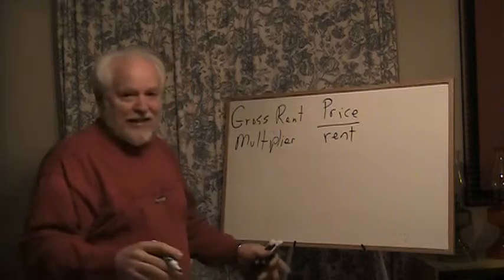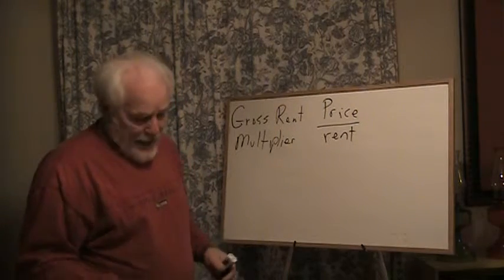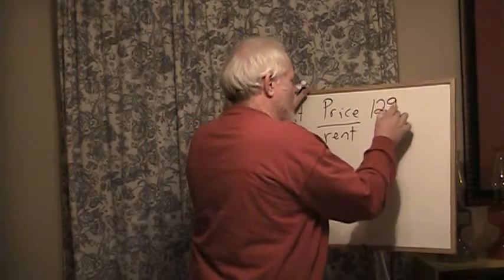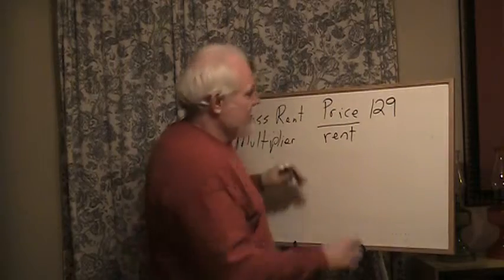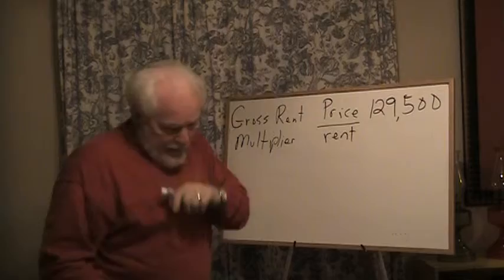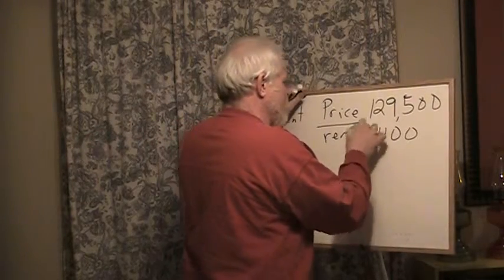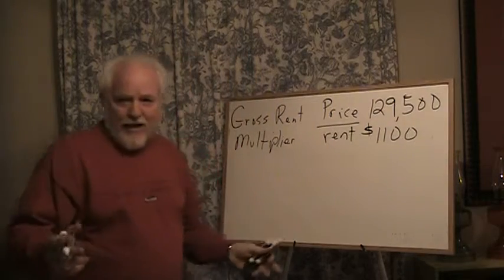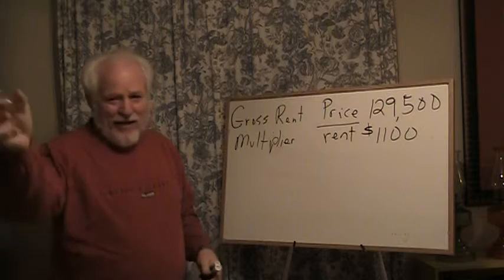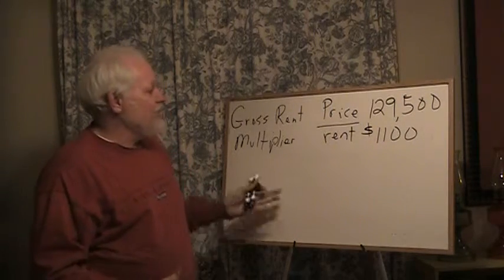So if you're trying to decide if this house over here is worth what somebody's asking for it, let's say there's a house in the neighborhood that just sold for $129,500. All right? And that house is rented for $1,100 a month, or it should be. Now this is a little house, duplex, triplex. We're not going to do this on a 20-unit apartment building, but a little duplex, triplex house, something like that.